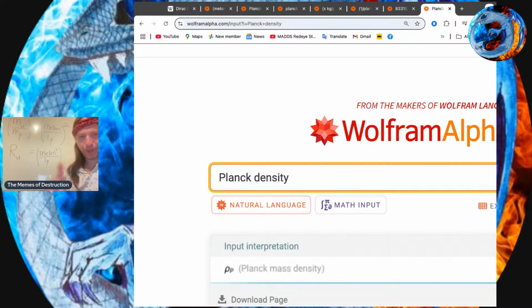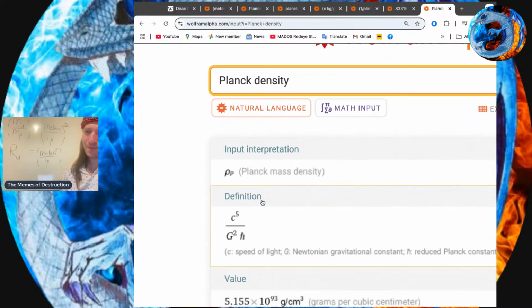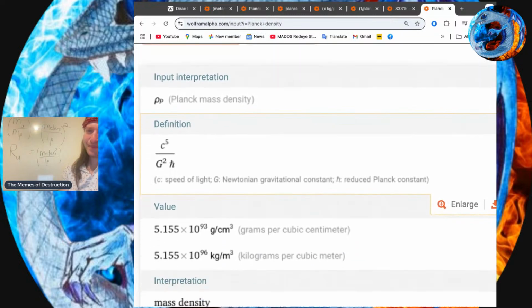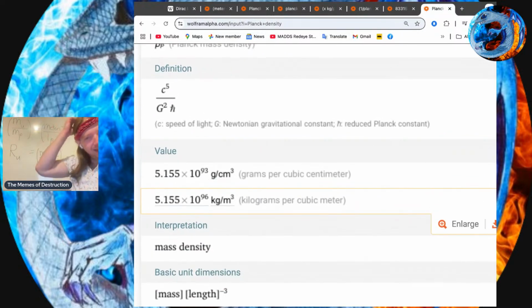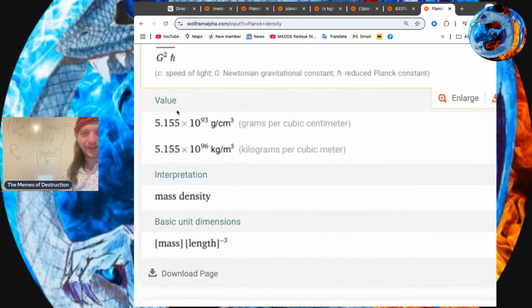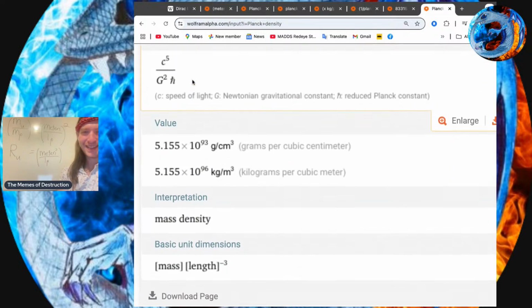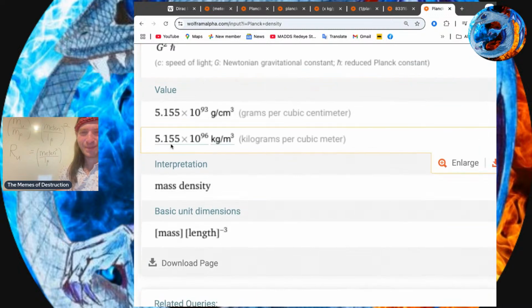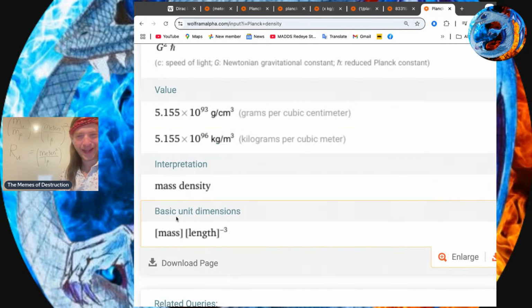Infinity. I can spell sometimes. All right. We got the Planck mass density. What is that? It's c^5 over big G squared times h bar. Okay, whatever that means. What does that come out to be? Well, that comes out to be 5 times 10 to the 96 kilograms per meter cubed, aka mass divided by length cubed in Planck units.